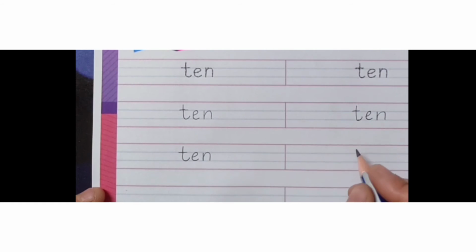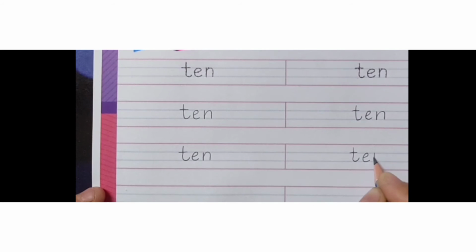T-E-N, 10. Make a T. Now make an E and then make N. T-E-N, 10.